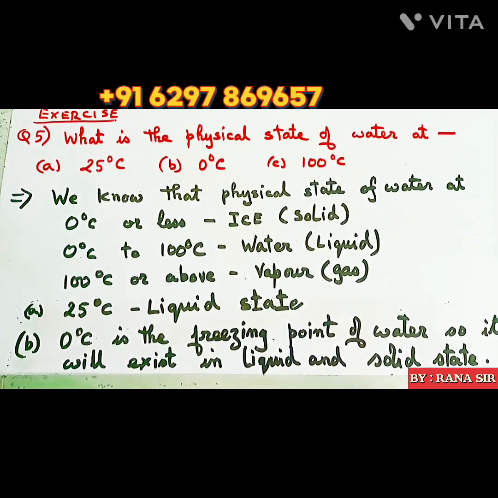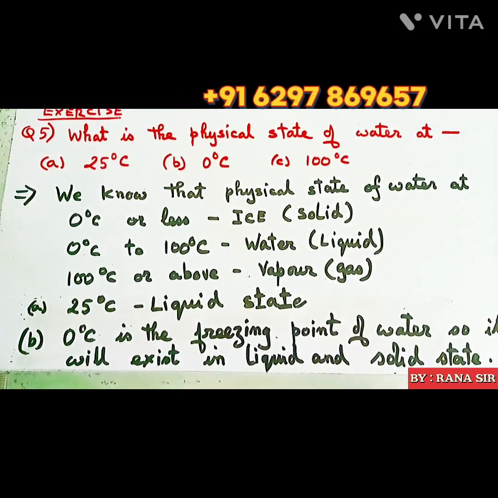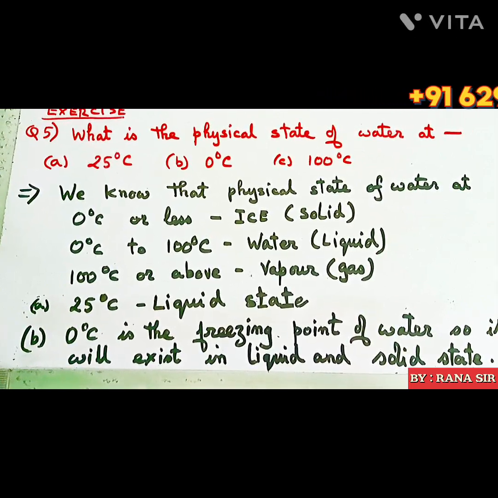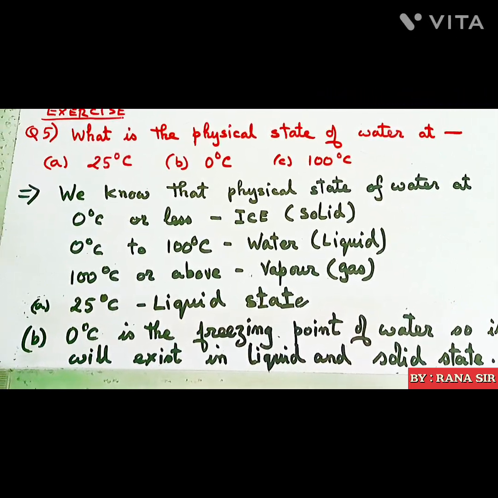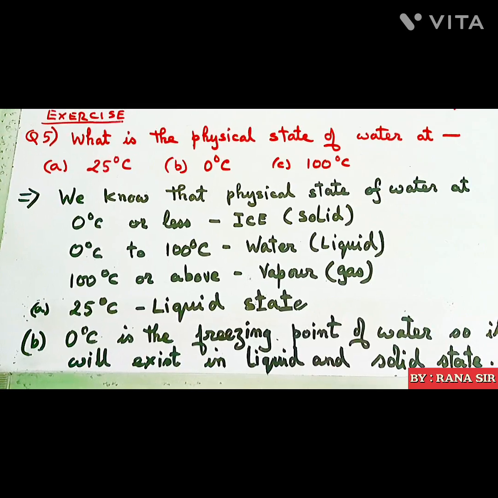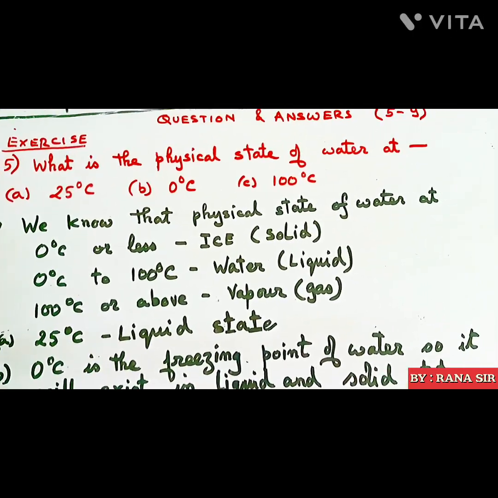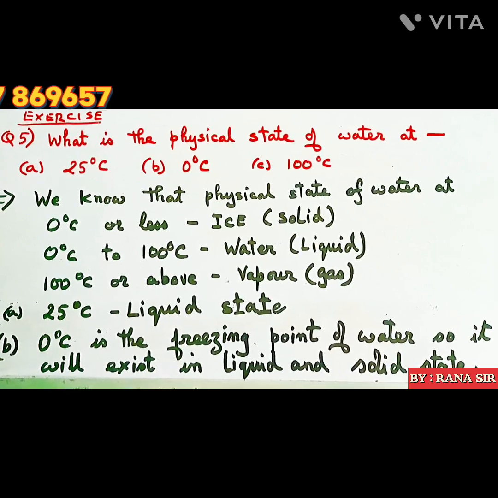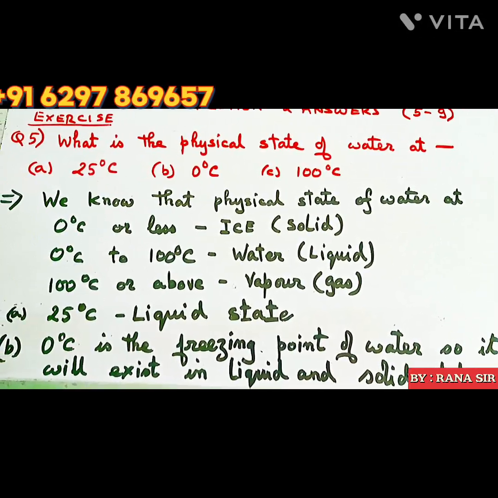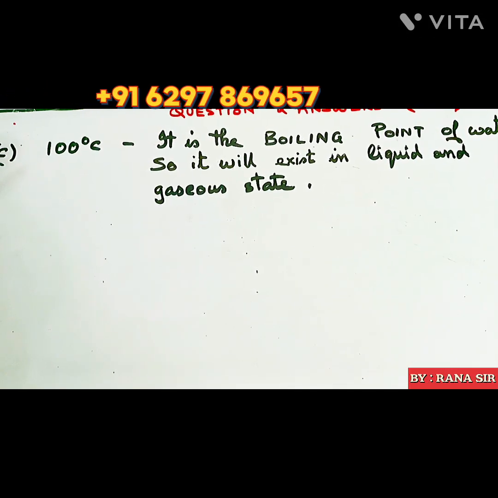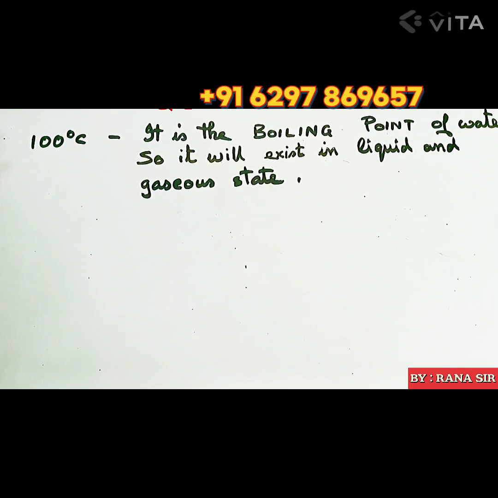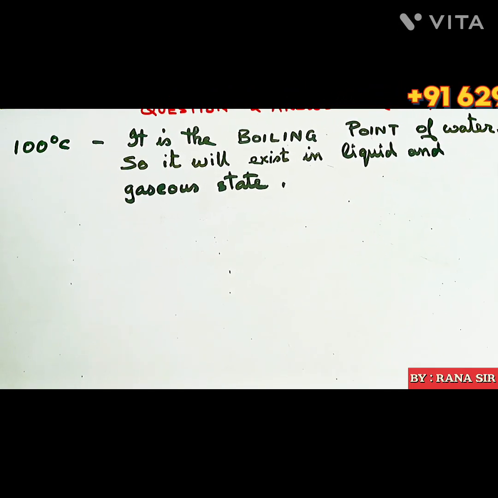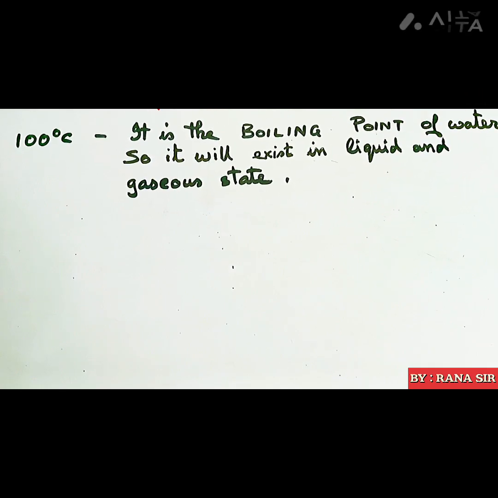So option A, at 25 degrees C, the water will be in the liquid state. Part B, 0 degrees C is the freezing point of water, so it will exist in both liquid and solid state. Part C, water at 100 degrees C is the boiling point of water, so the water will exist in liquid and gaseous state.